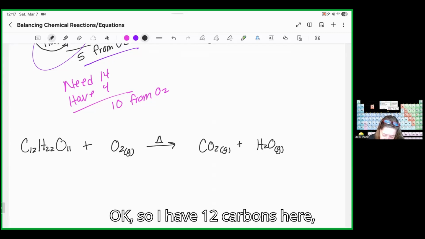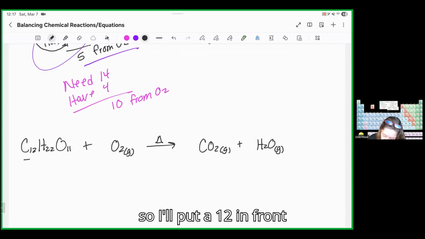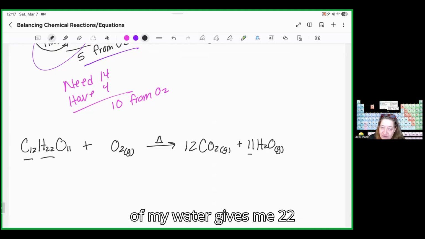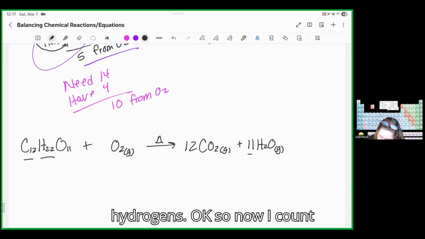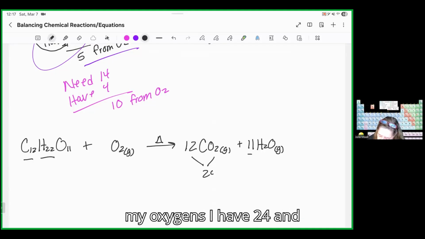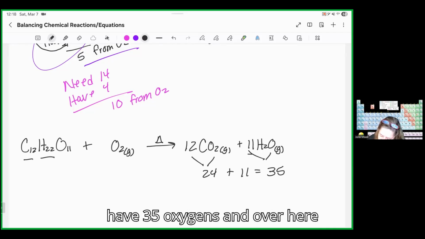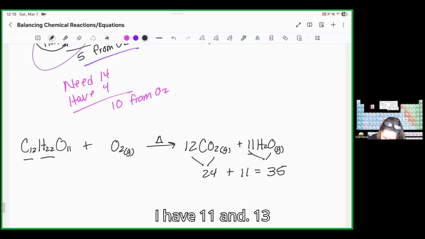Okay, so I have 12 carbons here. So I'll put a 12 in front of my carbon dioxide. 22 hydrogens, so an 11 in front of my water gives me 22 hydrogens. Okay, so now I'll count my oxygens. I have 24, and here I have 11. So I have 35 oxygens, and over here I have 11 and 13. Okay, so I have 13 oxygens.